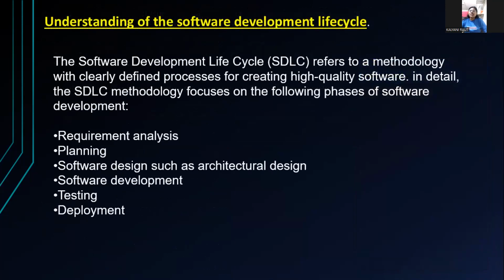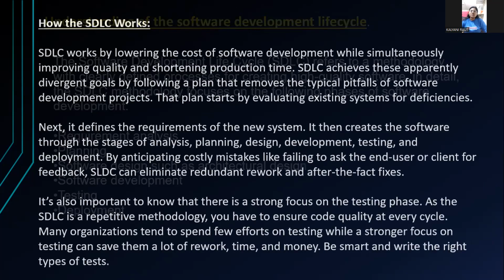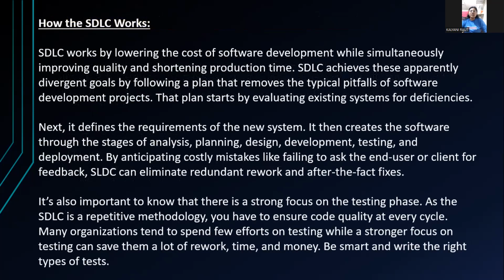Then understanding the software development life cycle. SDLC refers to the methodology with clearly defined processes for creating high quality software. Some features are requirement analysis, planning, software design, software development, testing, deployment. How does the SDLC work? It works by lowering the cost of software development while improving quality and shortening time. It achieves this by a plan that removes the typical pitfalls of software development projects.